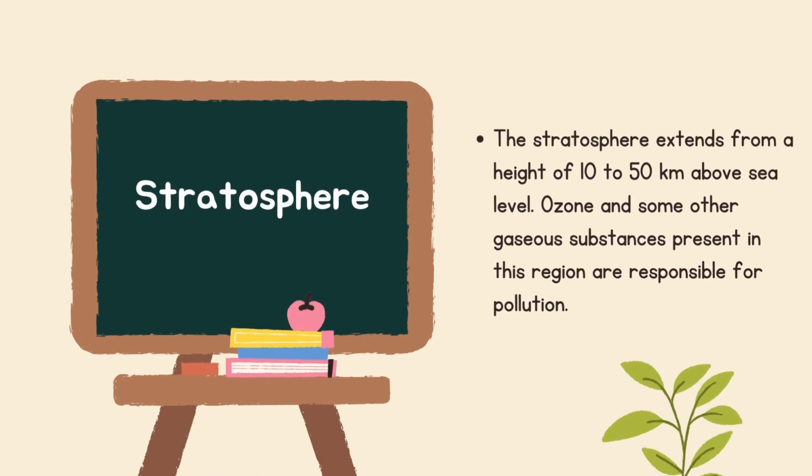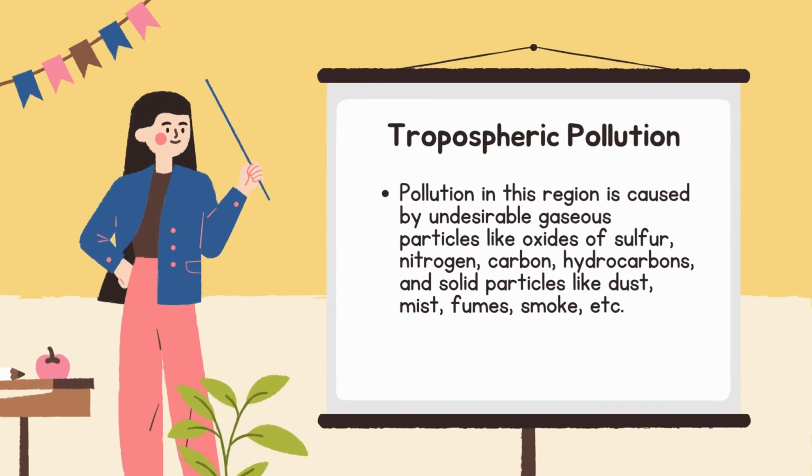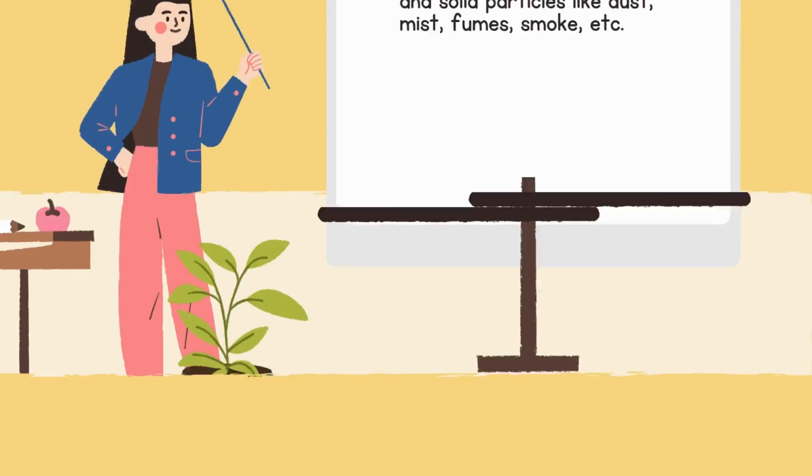Next is stratosphere. The stratosphere extends from a height of 10 to 50 kilometers above sea level. Ozone and some other gaseous substances present in this region are responsible for pollution. Tropospheric pollution. Pollution in this region is caused by undesirable gaseous particles like oxides of sulfur, nitrogen, carbon, hydrocarbons, and solid particles like dust, mist, fumes, smoke, etc.